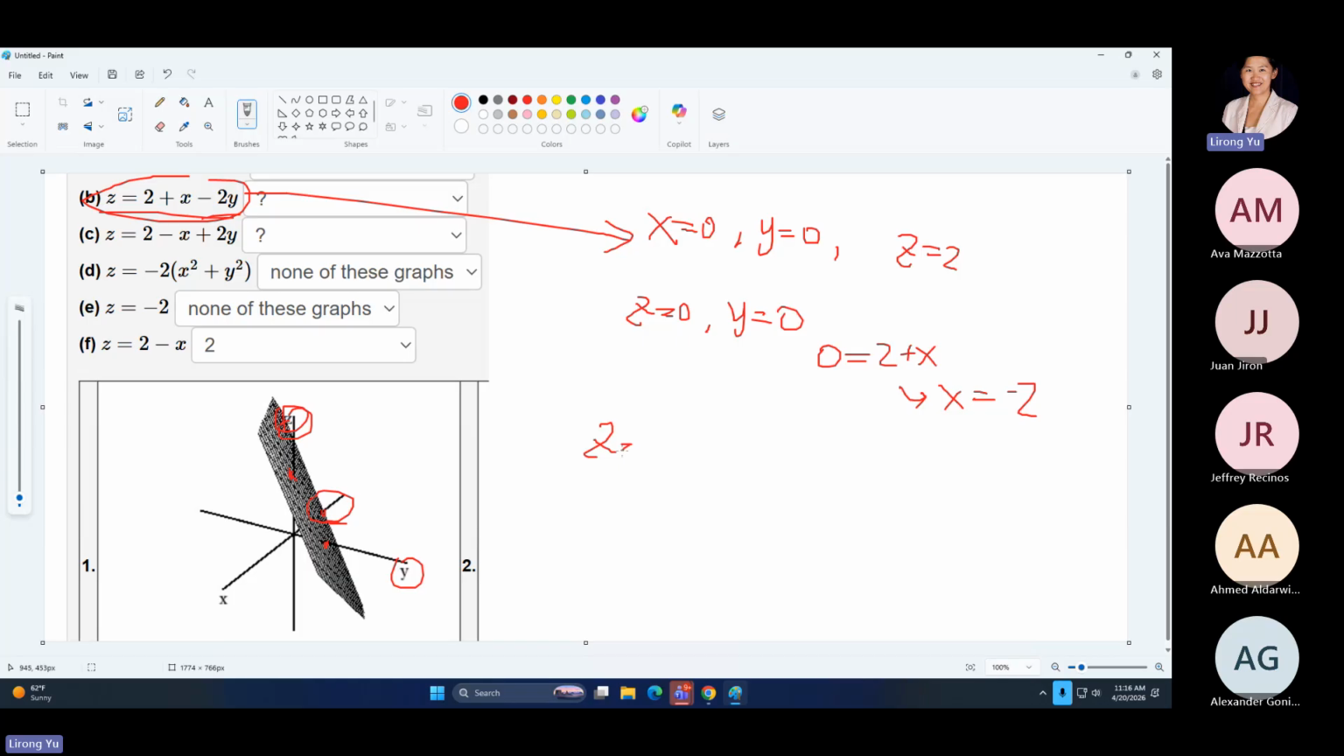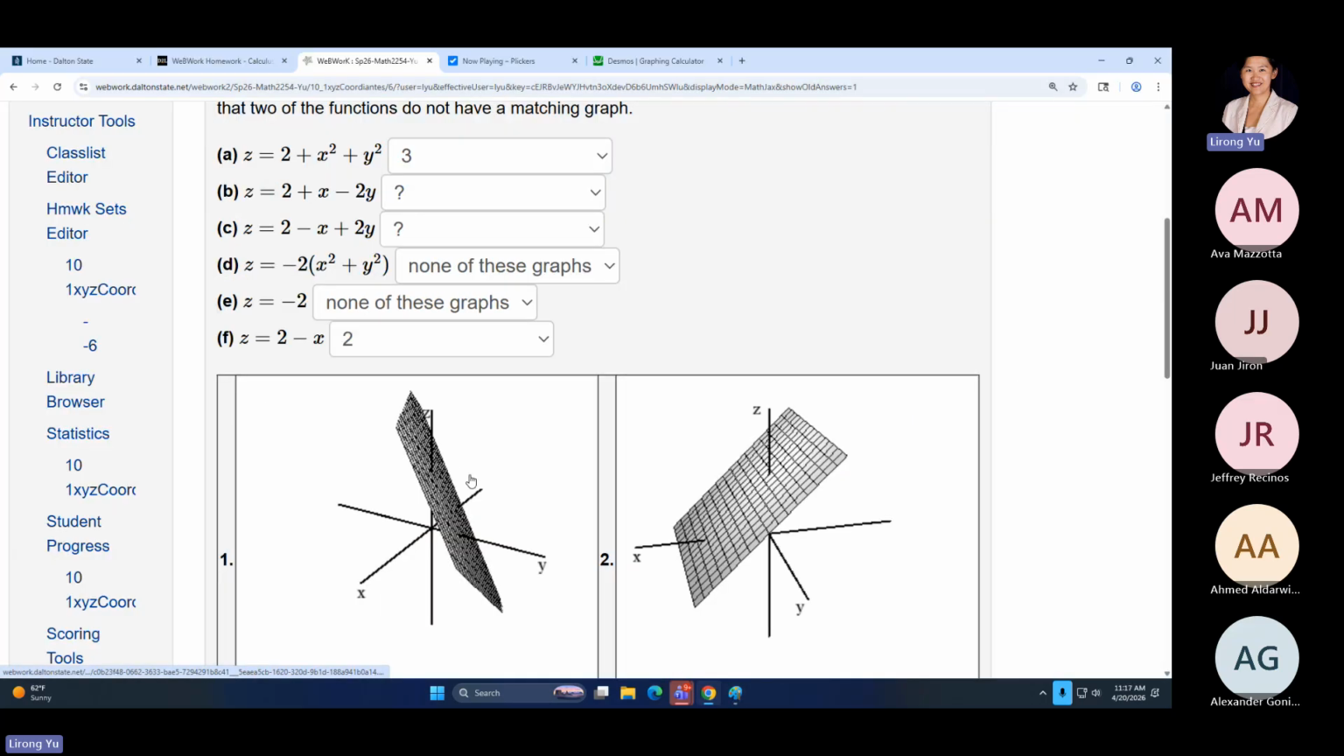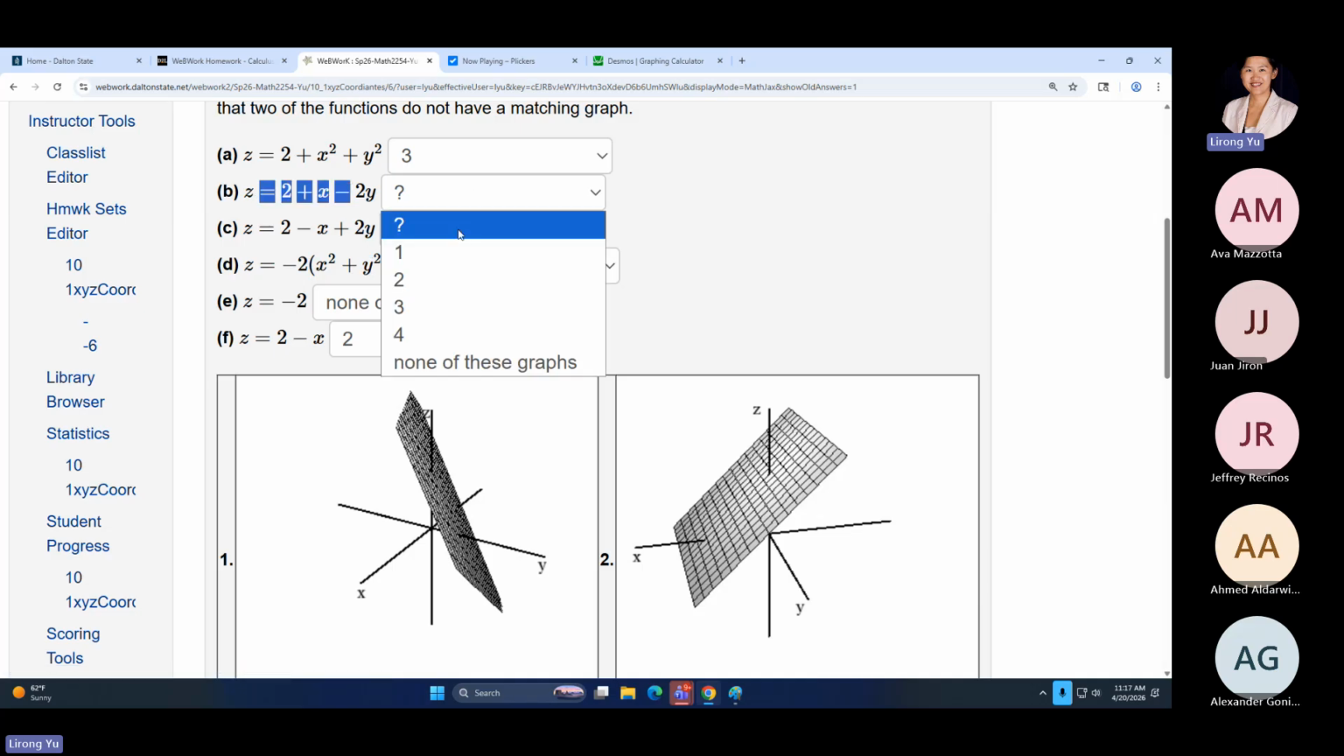And then let's make x equal to 0, z equal to 0, and see what happens with y. In the same equation, 0 equals 2 plus 0 minus 2y. You solve it and get y equals 1, and that seems to make sense. So I would say this is definitely number 1. The points of intersection you observe in the picture agree with what is indicated by the equation of the plane.